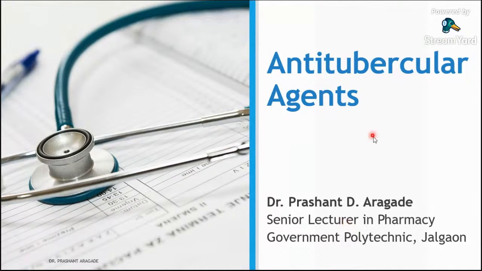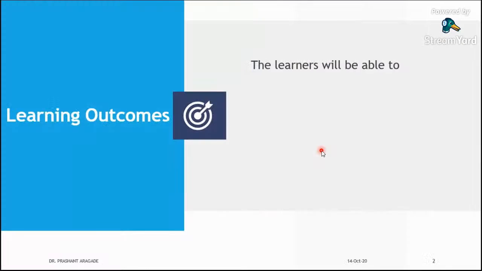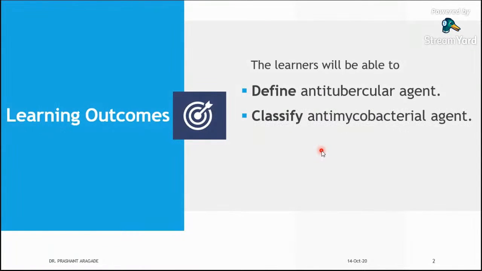So anti-tubercular: the chemical agents, the drugs, the medicines which are useful for the treatment of tuberculosis are called anti-tubercular agents. So dear students, at the end of today's lecture, you will be able to define the anti-tubercular agents. You will be able to classify antimycobacterial agents. So anti-tubercular agent is also called antimycobacterial agents.